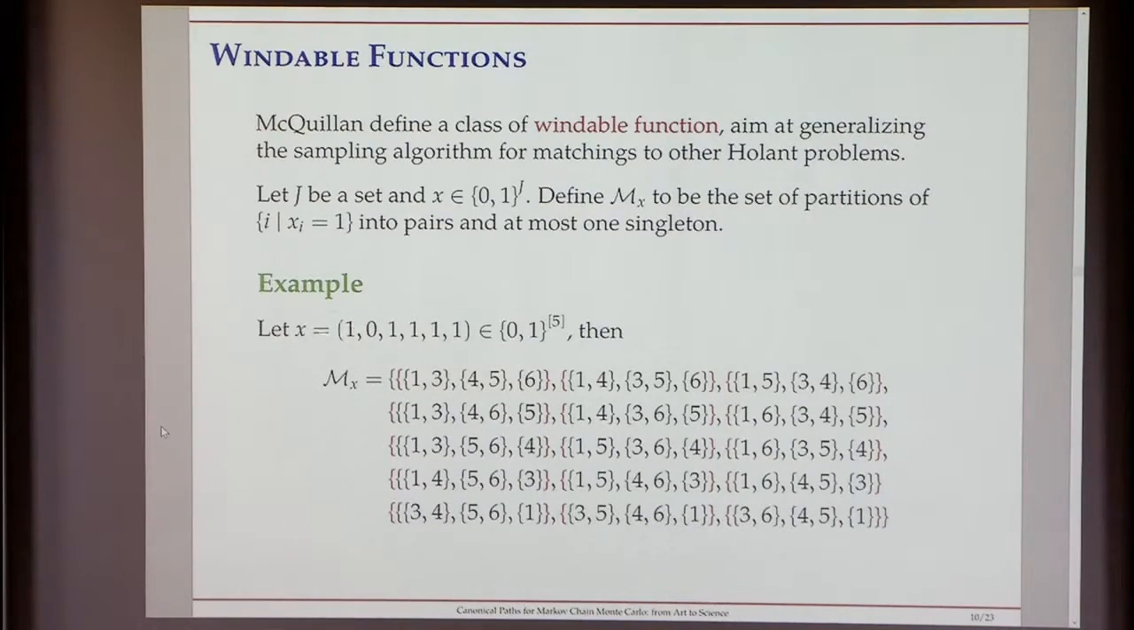Say in this case J is 1, 2, 3, 4, 5, and we have a vector x which has value 1 on positions 1, 3, 4, 5, 6. Then M_x is the following set. Each element of M_x is a partition of the support of x into pairs. And in case the Hamming weight of x is odd, we can have at most one singleton. So this is the definition of M_x.